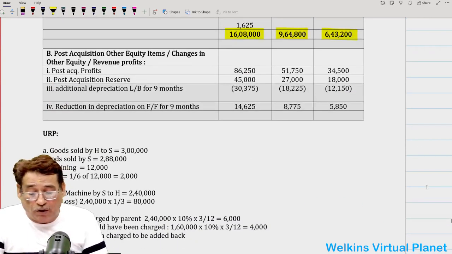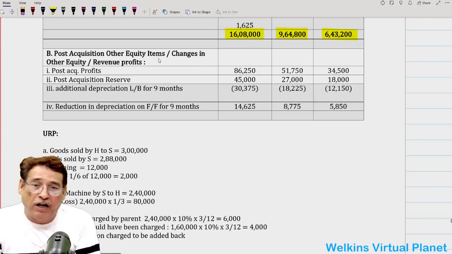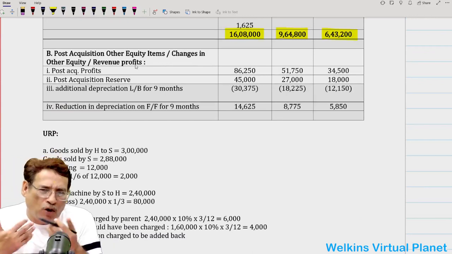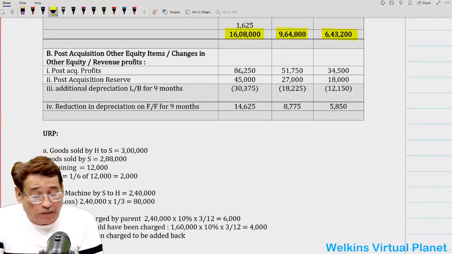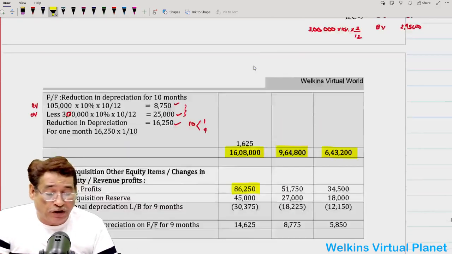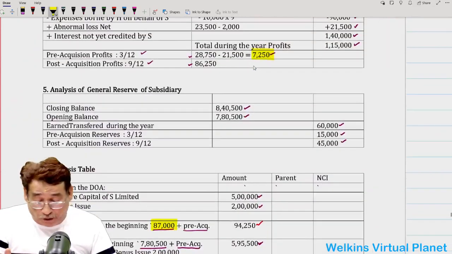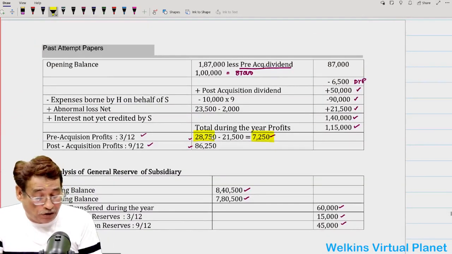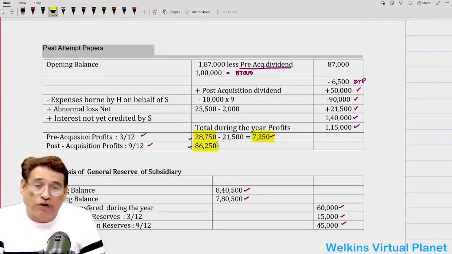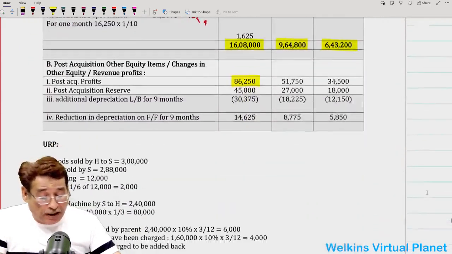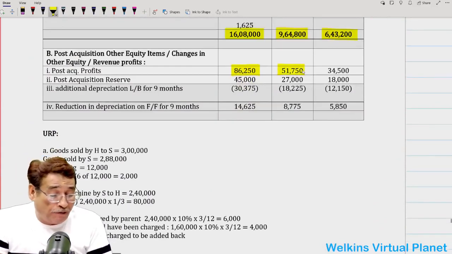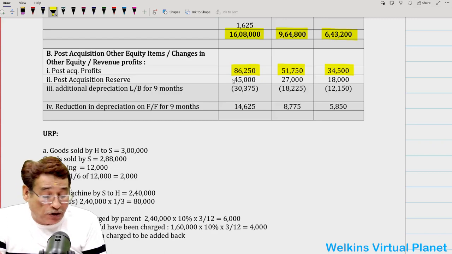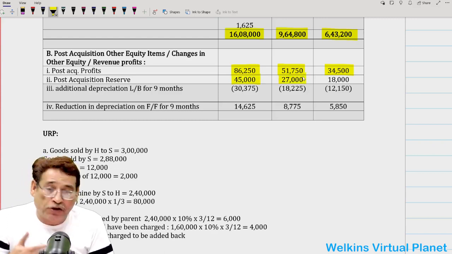Now, in this table, I have also written post-acquisition other equity items, or changes in other equity item, or simply revenue profits. Under it, I have written post-acquisition profit 86,250. See, earlier when we did the analysis of profit and loss account, here I have written pre-acquisition profit and post-acquisition profits. So post-acquisition profits are 86,250. Share of my parent will be equal to 51,750, 3/5, and share of minority will be 34,500. Then post-acquisition general reserve 45,000, out of which our share, holding company share, 27,000, 2 by 5, 18,000 will be minority share.